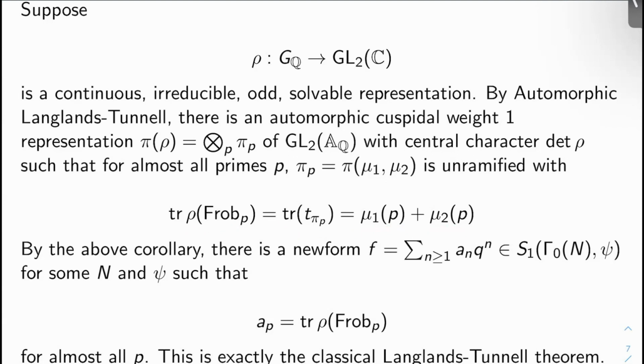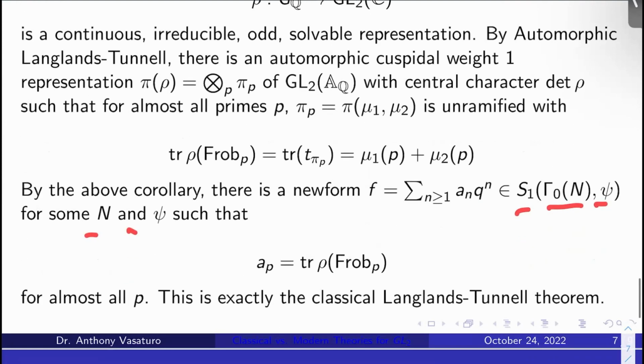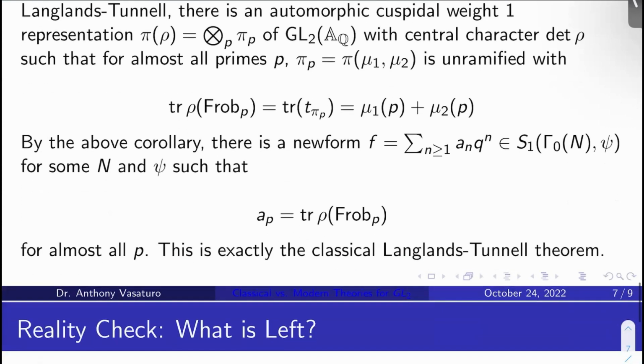Okay, but by the above corollary, there's a newform F with Fourier coefficients a sub n and in S1 of gamma 0 of n, psi for some n and psi, such that a sub p is the trace of rho of Frobenius at p for almost all primes p. Okay, but this is just the classical Langlands tunnel theorem, right? So we're done. And so let's do a reality check.